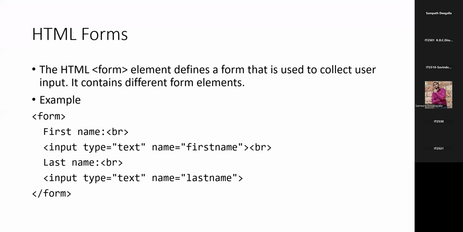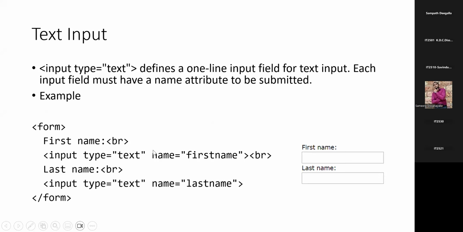And in this particular case, we have to have two text boxes. So the first one is a text input. It means one line input field for text input. Each input field must have a name attribute to be submitted. Right, so I'll start with that one.